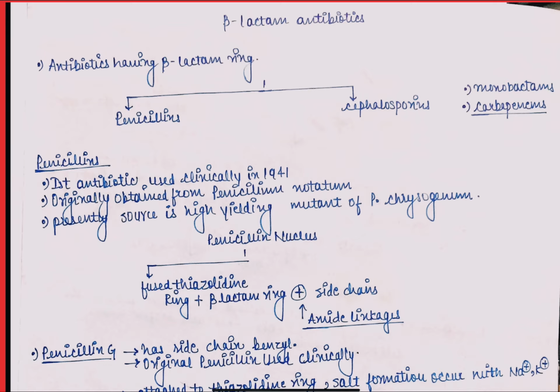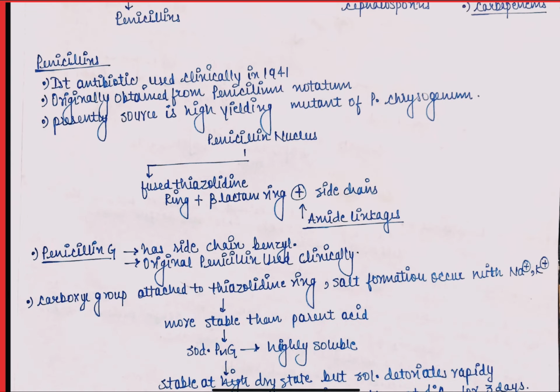So penicillin is the first antibiotic which was used clinically in 1941, and it was originally obtained from the fungus Penicillium notatum, but today the present source is a high yielding mutant of Penicillium chrysogenum. So now we will talk about penicillin chemistry and its properties.